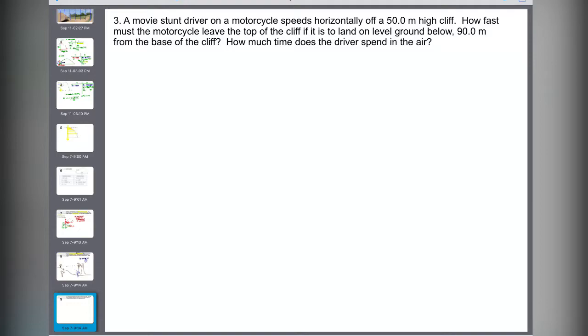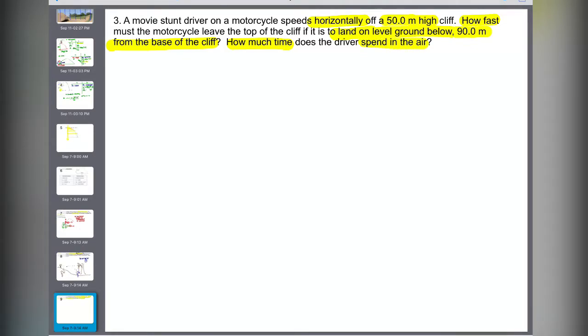Okay, number 3. A movie stunt driver on a motorcycle speeds horizontally off a 50 meter high cliff. How fast must the motorcycle leave the top of the cliff if it is to land on level ground below 90 meters from the base of the cliff? How much time does the driver spend in the air?